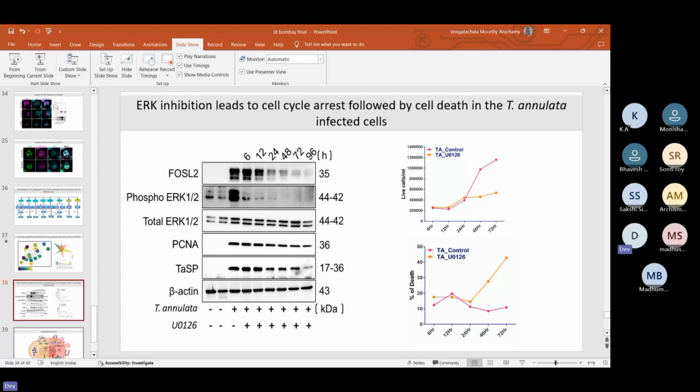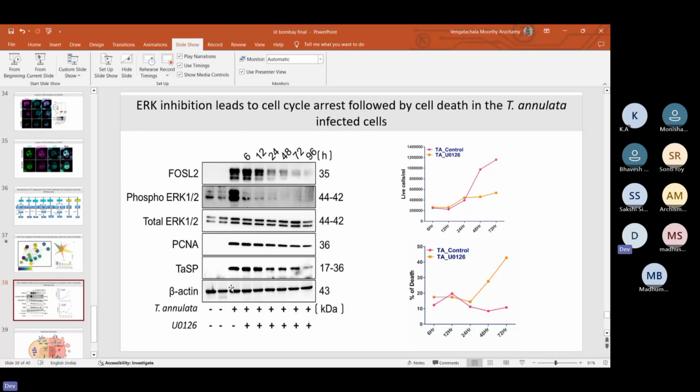So now the ultimate question is, what will happen to the Theileria infected cells if you inhibit ERK? Is ERK vital, or can its activity be hijacked by any other kinases? In order to address that, we tried to see what happens to the Theileria infected cells upon ERK inhibition. So here we have performed Western blot as well as live cell counting, and we have quantified the percentage of death here.